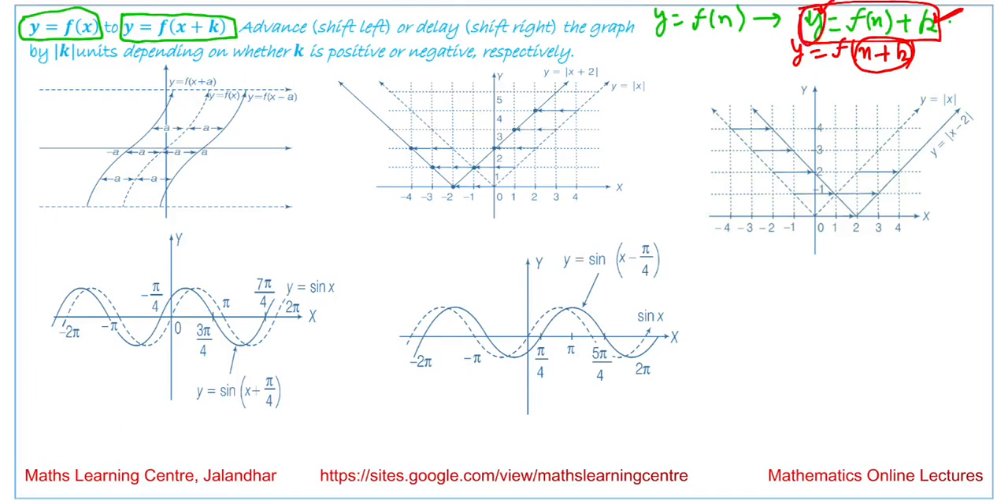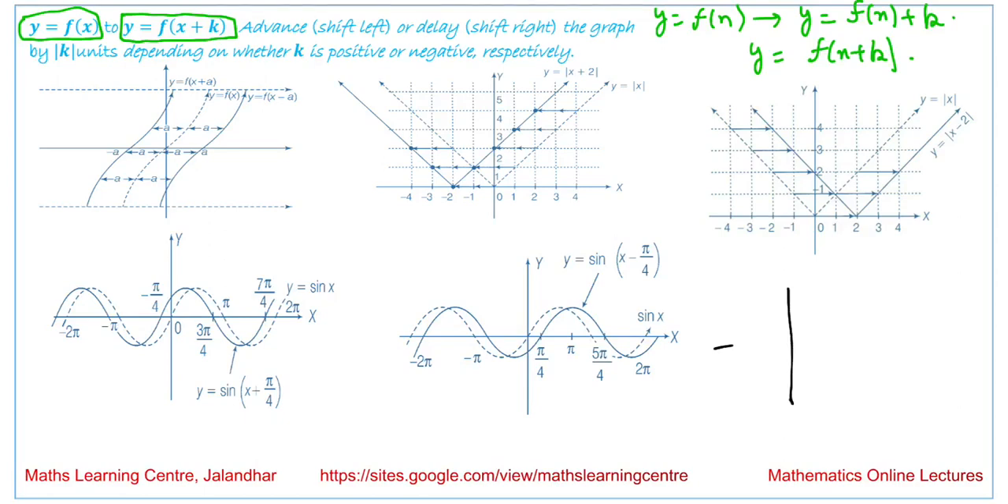Now this k is being added to x, it means the graph will be shifted in the direction of x. If this k is positive, suppose I am talking about the graph of the function, say y is equal to x, I am plotting over here the graph of the function y is equal to x.